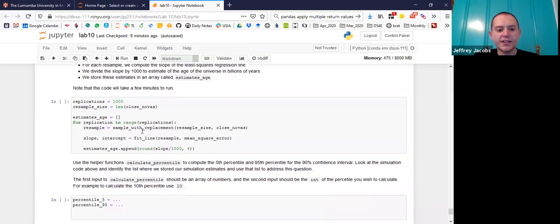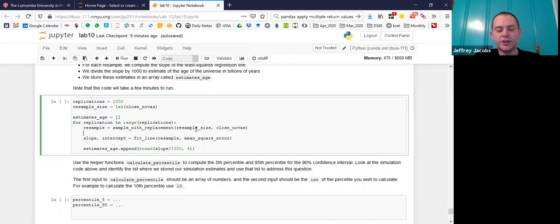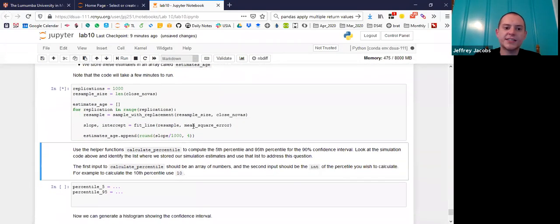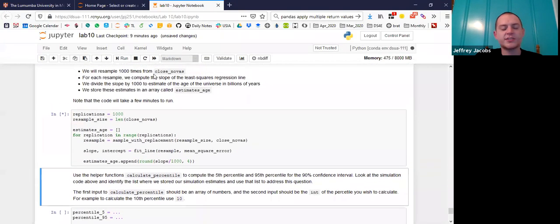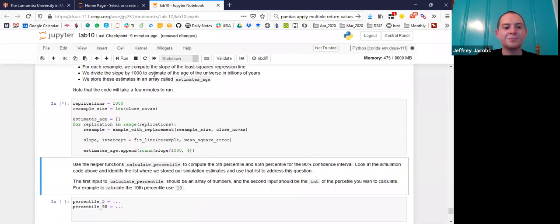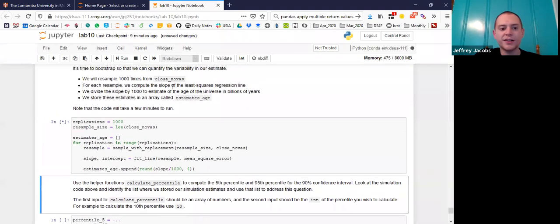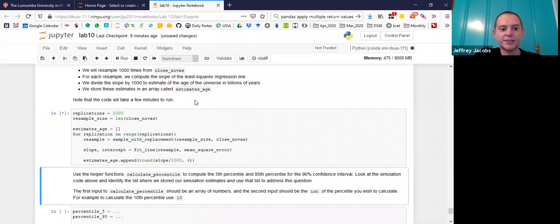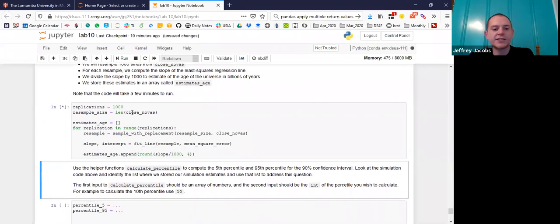But actually, all of the code here is written. It says it'll take the code a few minutes, so you should run it ASAP because it will take a few minutes to run. While it runs, I'll explain what's happening. We have 1,000 replications. Each time we're resampling, we are creating a new bootstrapped sample that's the same length as our original close novas data set, but we're sampling with replacement.